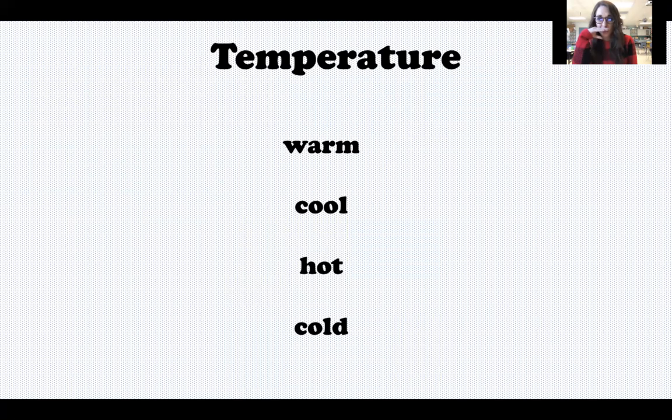When I watch the weather every morning when I'm getting ready for school, I always make sure to listen to when they tell me about the temperature. Why do you think we need to know that? Why do you think we need to know if it's going to be warm, cool, hot, or cold? And the main reason is so that we know what kinds of clothes to wear that day.